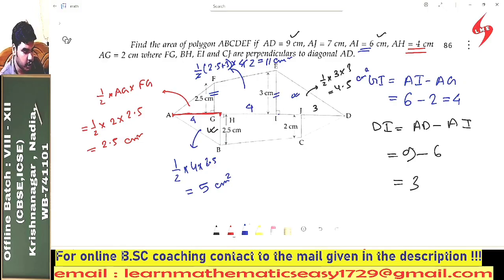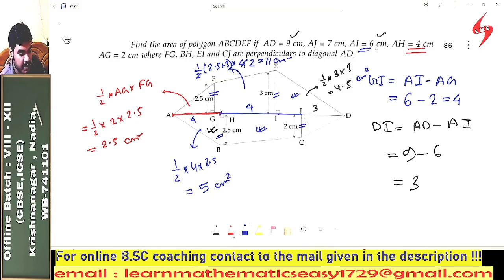AJ is given and AH is also given. Okay. Next part is this trapezium. So here you can see this BH and JC are parallel sides of this trapezium. So we have to know the length between these parallel sides. That means this point H to this point J, that means JH. So how to find JH?